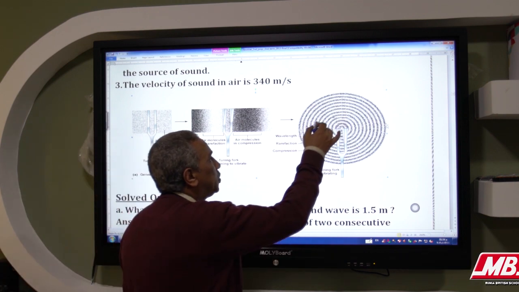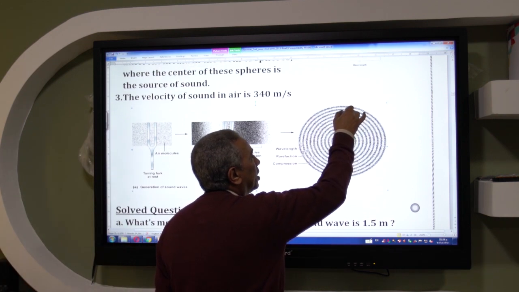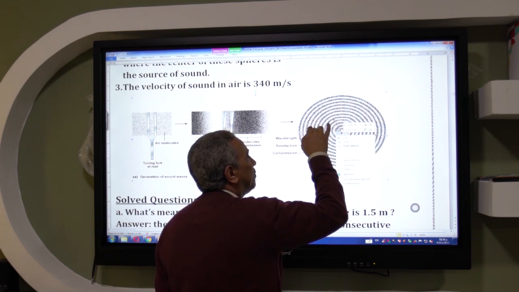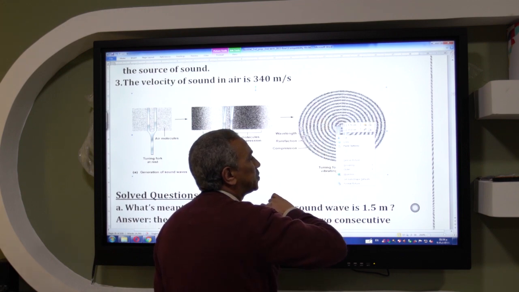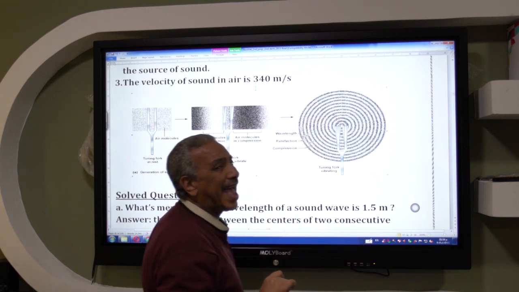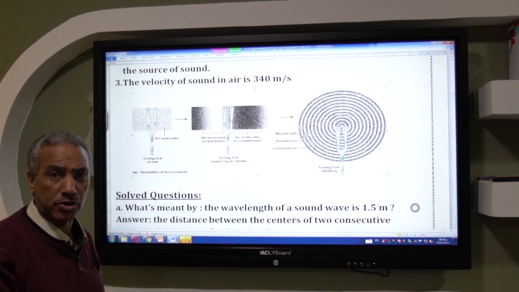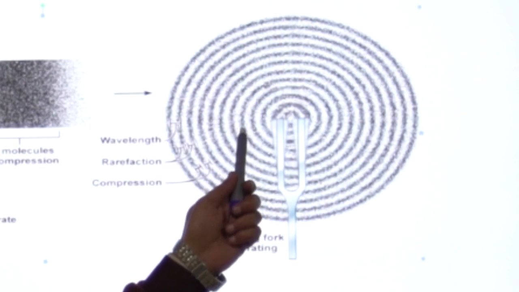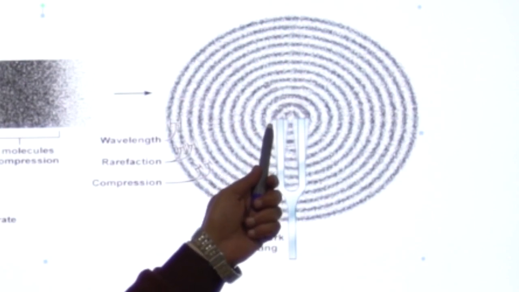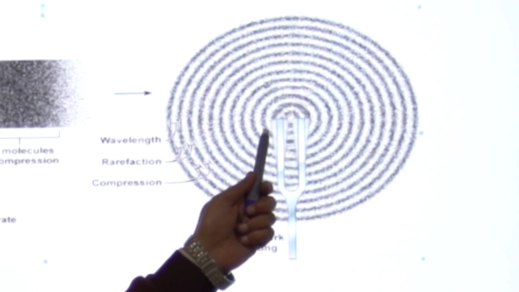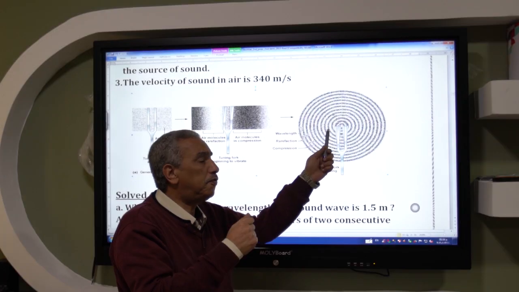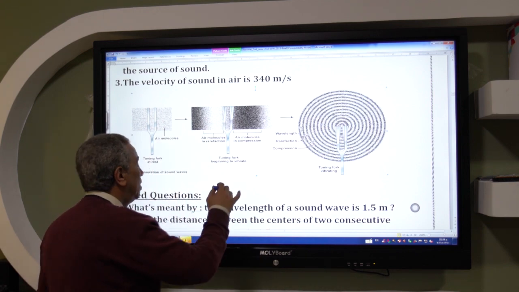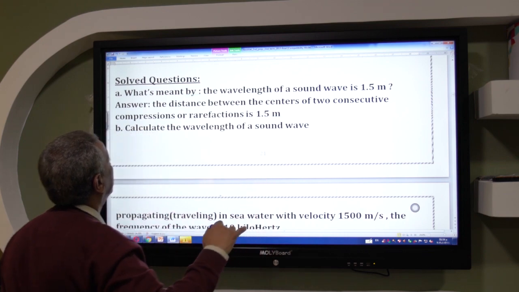So, if there is one person standing here, they can hear the sound. If there is another one standing here, they can hear the sound also. If there is another one standing here, they can hear the sound also. That means we can hear the sound from all directions. Because, number one, sound travels in the form of spherical waves centered on the source of the sound. Number two, it is a series of compressions and rarefactions. And this is the structure of the sound waves.